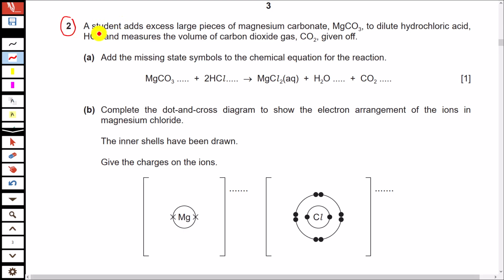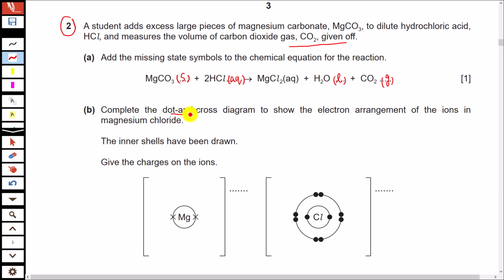Question 2. A student adds excess large pieces of magnesium carbonate to dilute hydrochloric acid and measures the volume of carbon dioxide gas given off. Add the missing state symbols to the chemical equation for the reaction. So first we have magnesium carbonate, that is solid, then HCl, this is aqueous, so I will be writing aq, and then water is liquid, and carbon dioxide is gas.